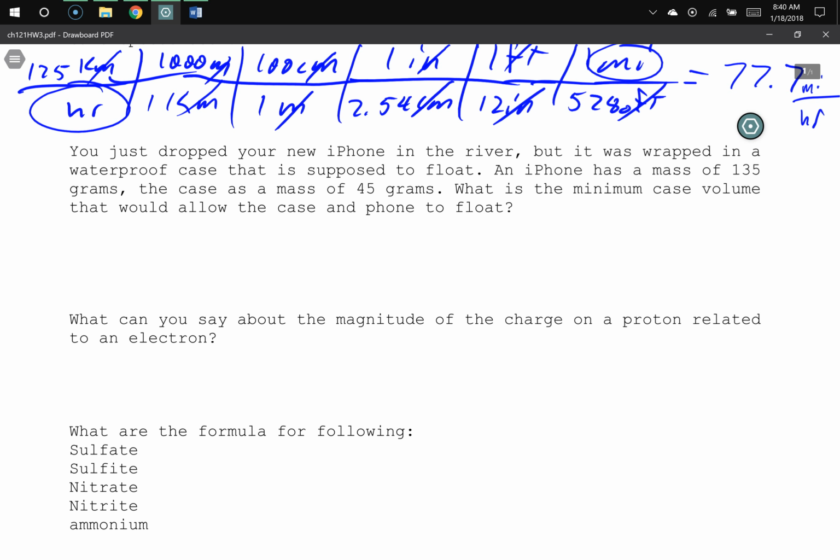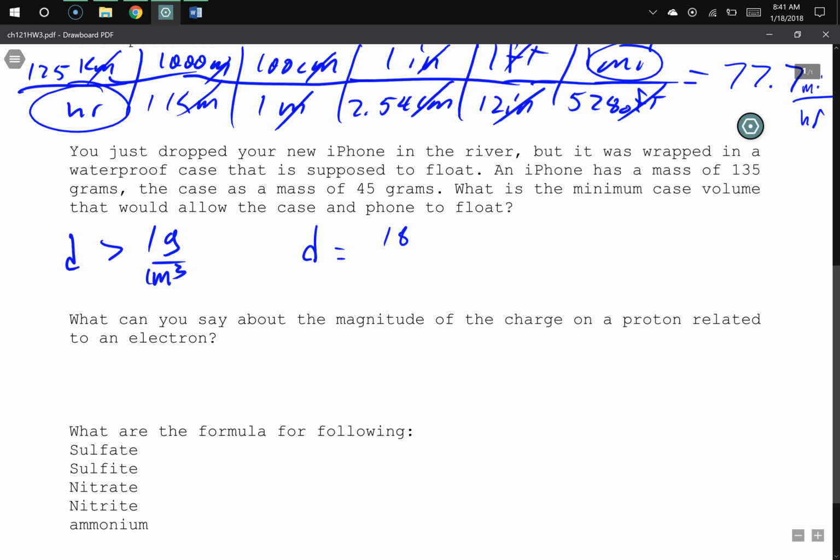So all you need is, your density needs to be less than 1 gram per centimeter cubed. So then the only way to get that is if I know my mass is 180 grams, then this number right here needs to be 180.1 milliliters. So my volume has got to be greater than 180 milliliters.